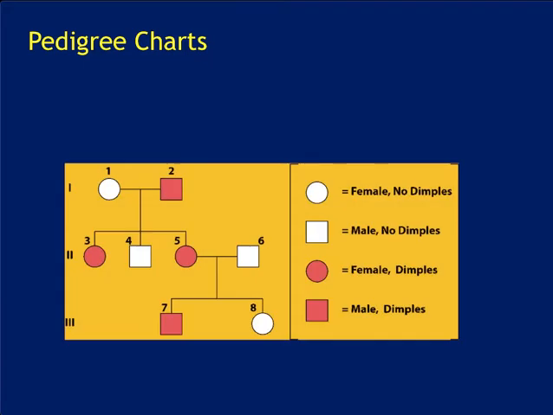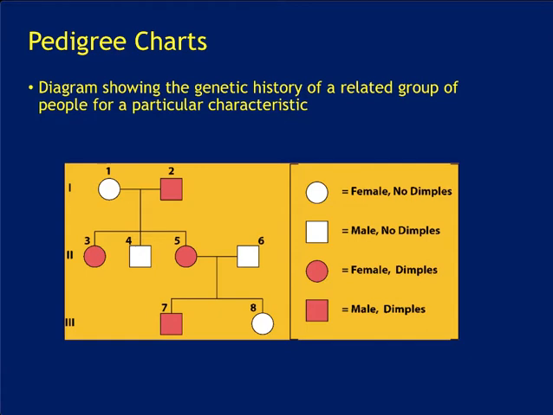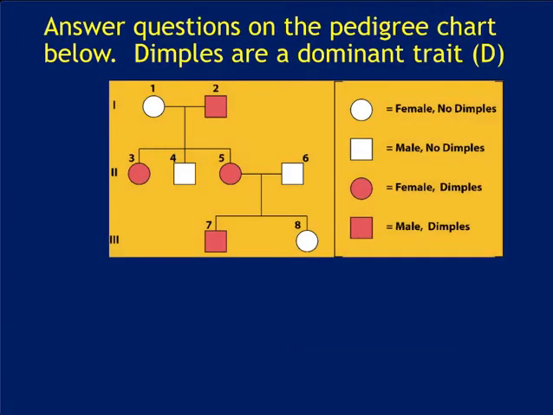So in reality, these charts are called pedigree charts, and we show them in a slightly different way. We don't use the pictures of the cartoon characters. We put them in like this. So we use circles and squares, and circles mean female, squares mean male, and then we make them colored to decide what trait they have. So a pedigree chart shows the genetic history of a related group of people for a particular characteristic. So here we have a family, and the characteristic we're interested in is whether or not there are dimples. Now dimples is a dominant trait. So dimples would be a big D if you're passing on that gene.